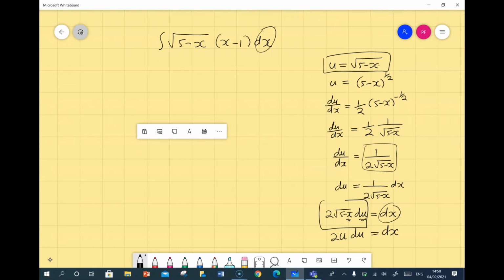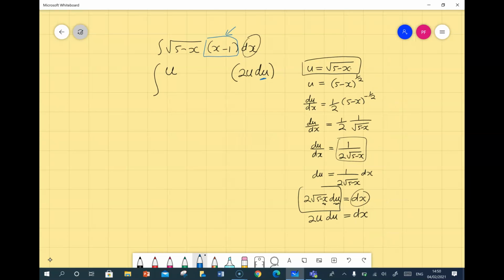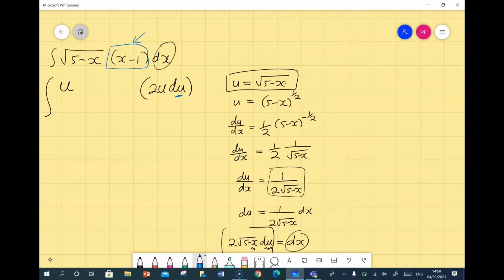So I have my square root of 5 minus x, which is u, and I have my dx, which I'm going to swap out for 2u du. Okay, I just have this middle piece here now. I can't put it in as x minus 1 because I have a du, so I don't want any x's, I only want u's. So I need to be able to express this in terms of u, and that's where the knack comes in here.